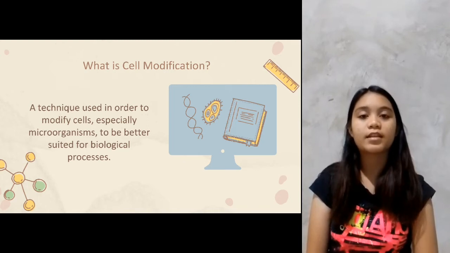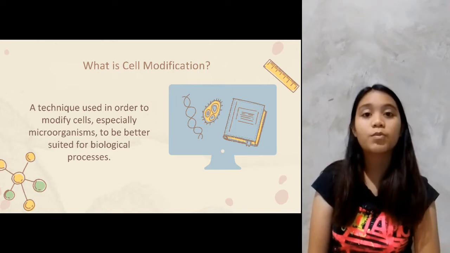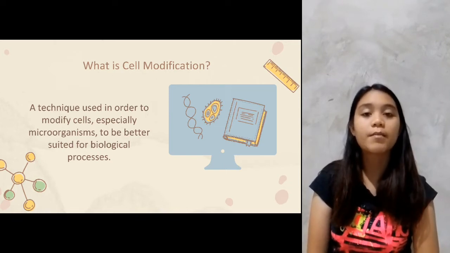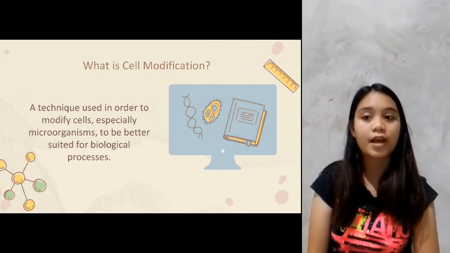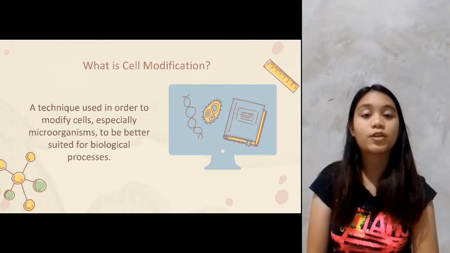Cell modification is a technique used to modify cells, especially microorganisms, to be better suited for biological processes. It has been observed that some microorganisms are not able to grow or multiply well in a particular environment, and this can cause them to die out. Cell modification has the potential of altering the cell so that its abilities can be leveraged in the desired environment. The success of this is dependent primarily on cultural conditions where cells are grown and how they react with each other.